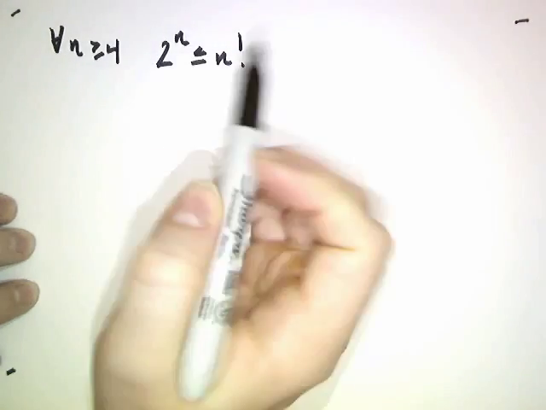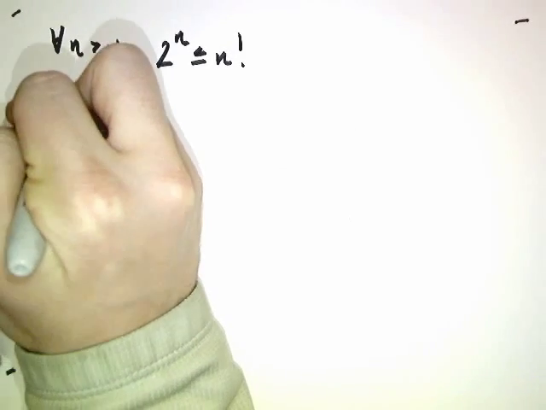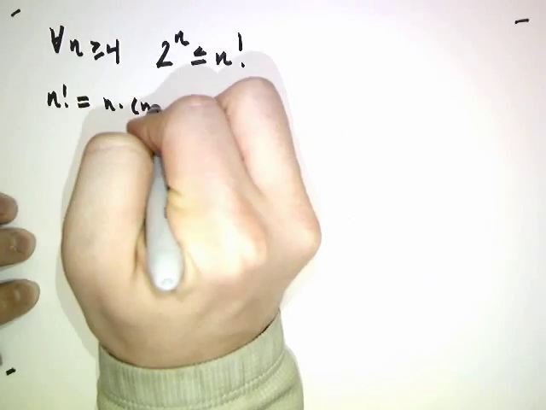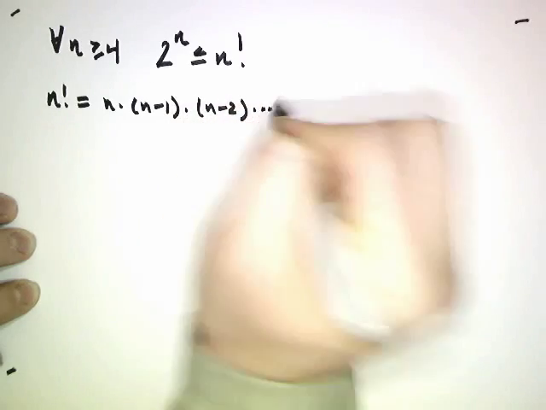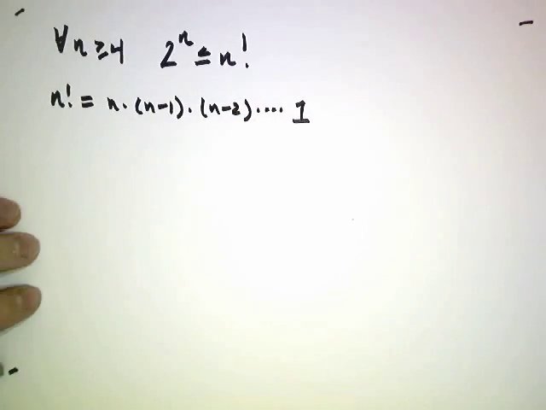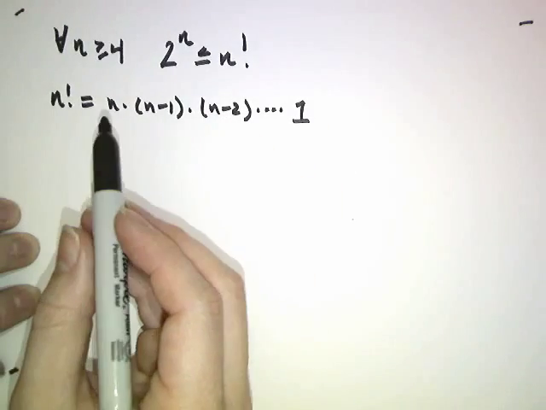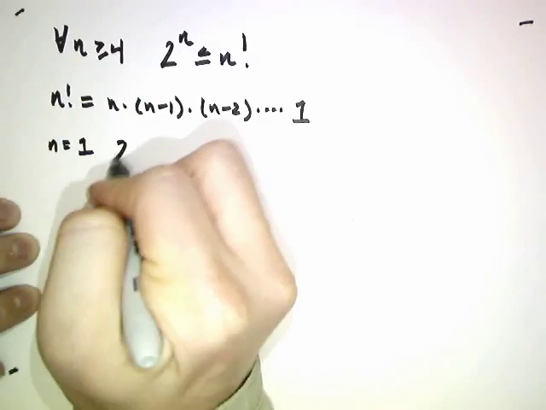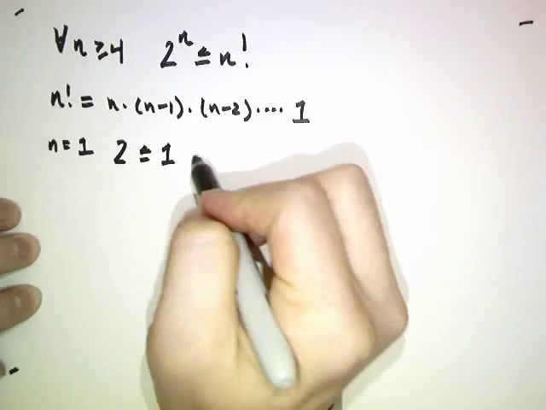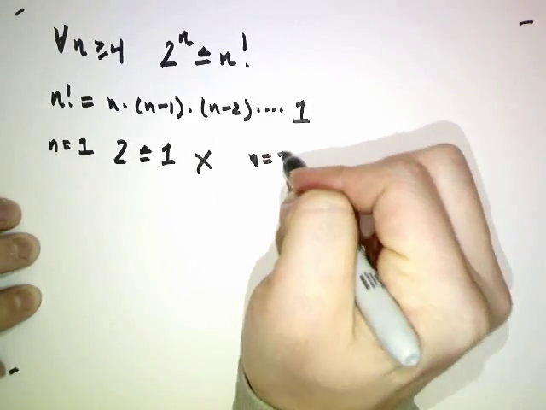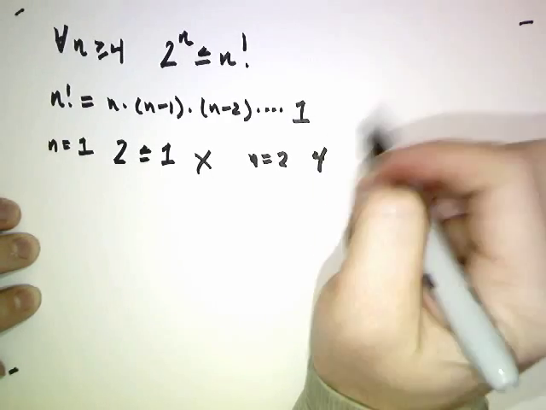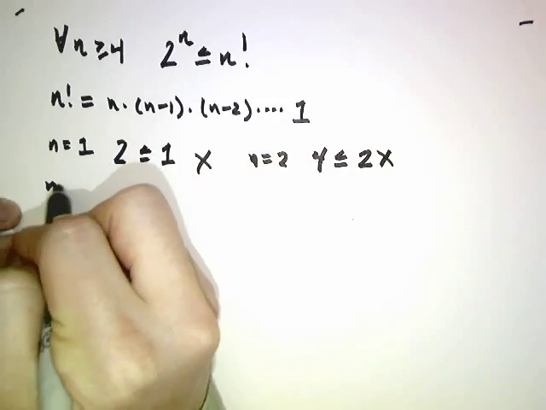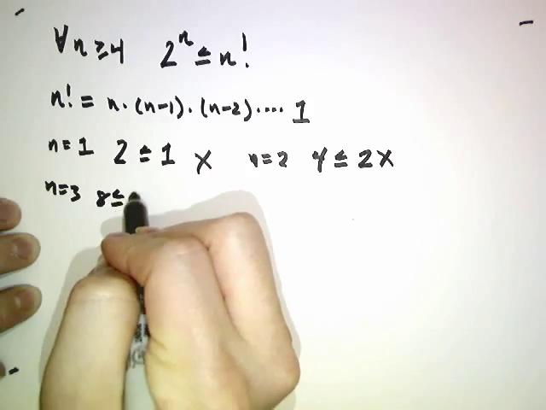Okay, now notice that n factorial, if you've never seen this factorial notation before, it's n times n minus 1 times n minus 2 all the way down through 1. Now notice that this statement is false if n equals 1, because we'll have 2 on the left-hand side and 1 on the right-hand side. It's also false if n equals 2. We have 4 is less than or equal to 2. That's false. If n is 3, we have 8 is less than or equal to 6.